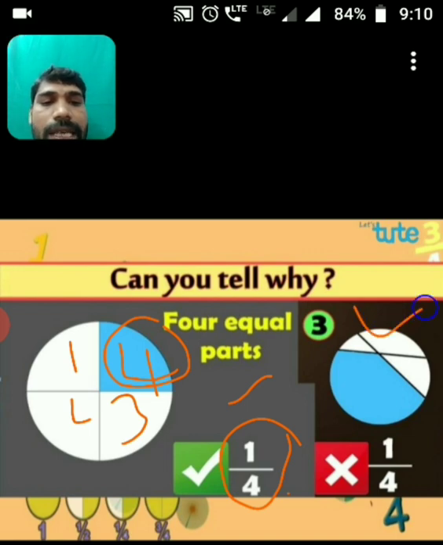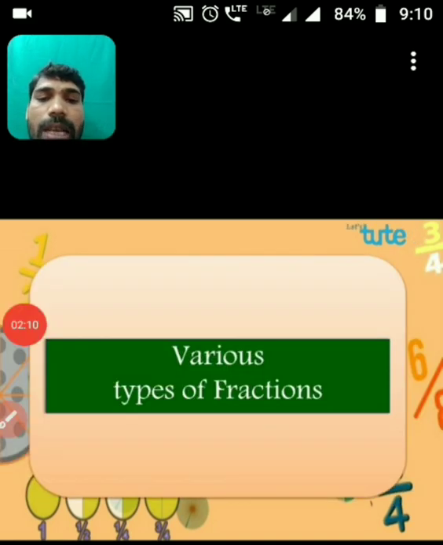But you can see in the second figure, the parts are not equal. When the parts are not equal, we should not write it as 1 by 4. So the parts must be equal. Now let us learn about various types of fractions. Let us see what the types of fractions are and how we can represent them.